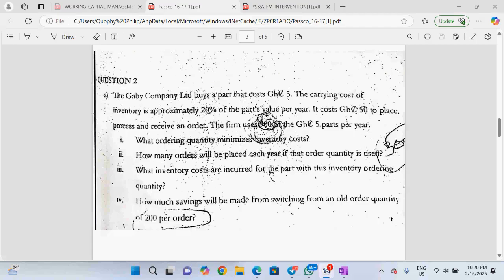II. How many orders will be placed each year if that order quantity is used? III. What inventory costs are incurred for the part with this inventory ordering quantity? IV. How much savings will be made from switching from an old order quantity of 200 per order? Who can tell me what the question wants? How many orders will be placed each year if that order quantity is used?